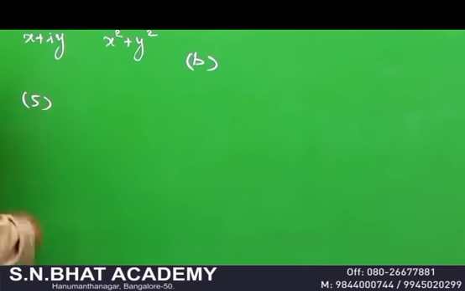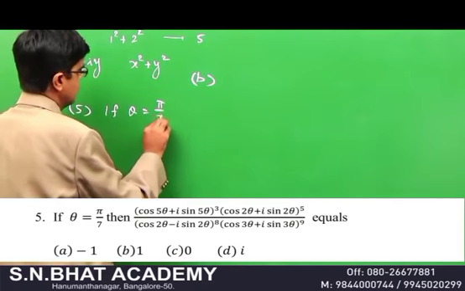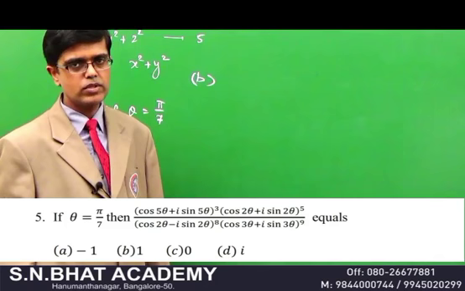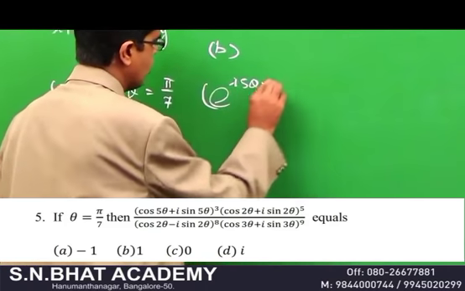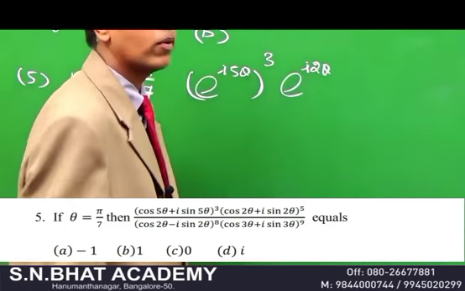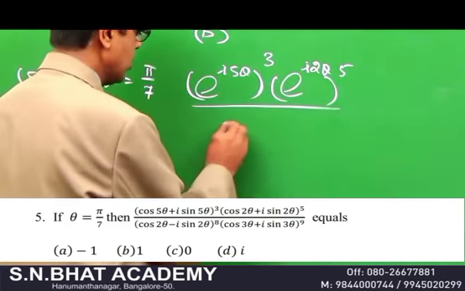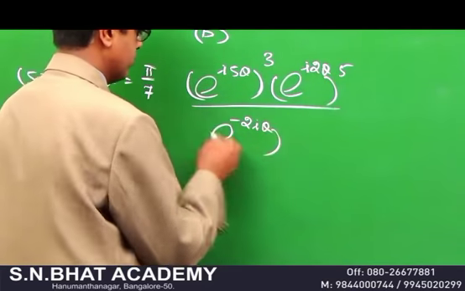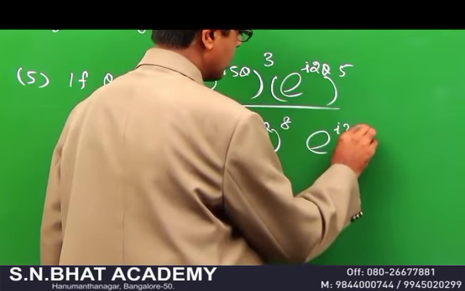Now, question number 5. If theta equal to pi by 7, then (cos 4 theta plus i sin 4 theta) whole to the power 3. Cos 4 theta plus i sin 4 theta can be written as (e to the power i 4 theta) whole to the power 3. Similarly, the other one, (e to the power i 2 theta) whole to the power 5, divided by, similarly the denominator consists cos 2 theta minus i sin 2 theta, that can be written as (e to the power minus 2i theta) whole to the power 8 into (cos 3 theta plus i sin 3 theta) whole power 9, can be written as (e to the power i 3 theta) whole to the power 9.